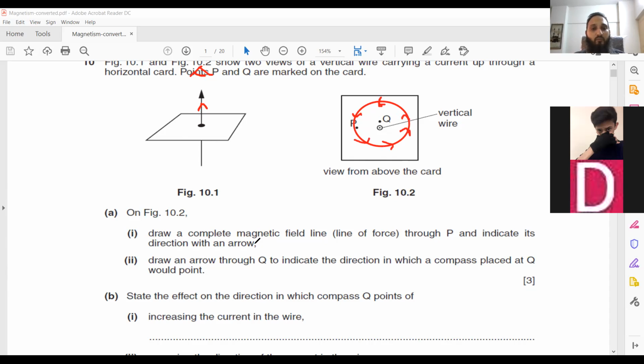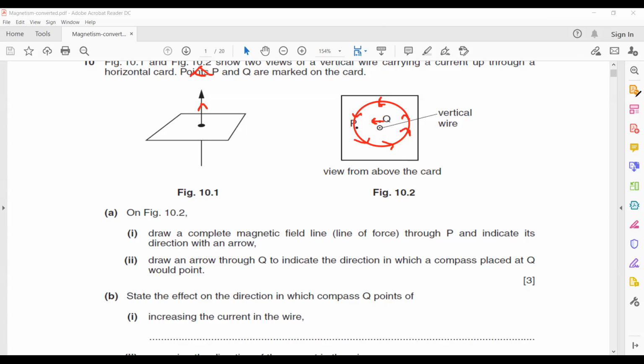Yes, sir. And then draw an arrow to indicate through Q the position of a compass. The compass needle always, because the magnetic field will be around it, will be in the same manner as P. So what will be the compass needle, how will it point? It will point in this manner, because the thumb is pointing current and the fingers are turning around, so it will point towards the left hand side. Is it clear?